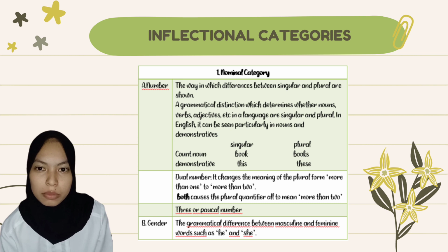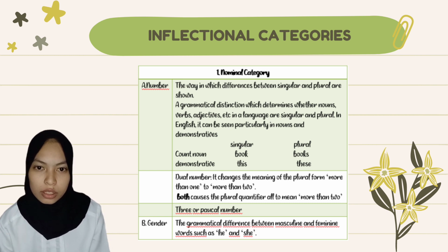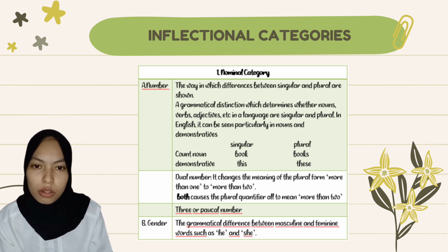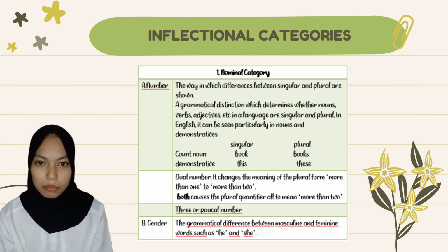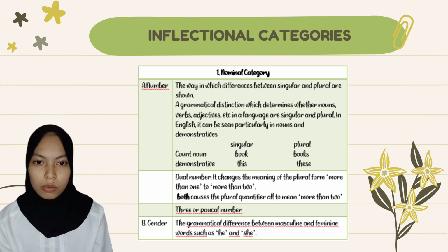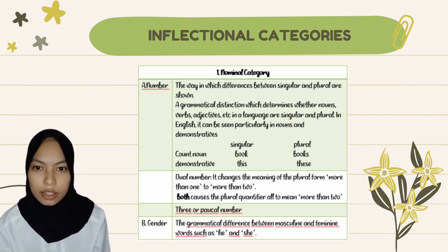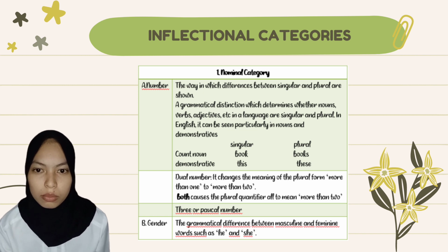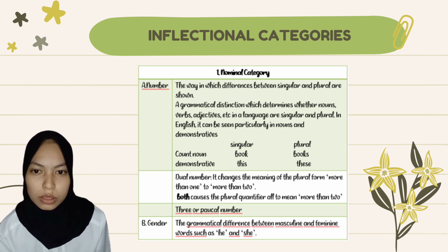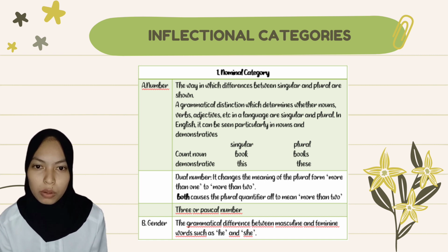In English, it can be seen particularly in nouns and demonstratives. For example, the noun book in singular form is book, but in plural form is books. Another example is the demonstrative: in singular form it is this, and the plural form these interchanges the meaning to more than one, which causes the plural qualifier to mean more than two, three, or a vocal number.